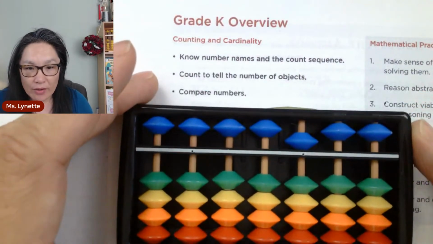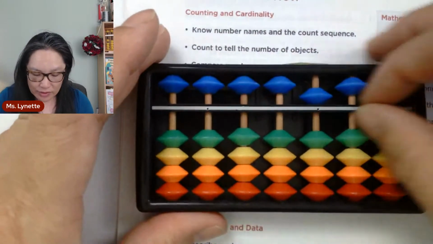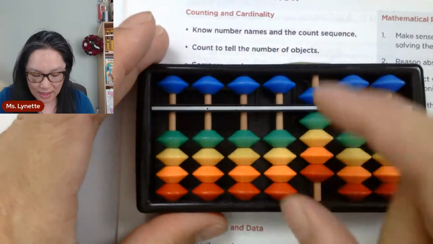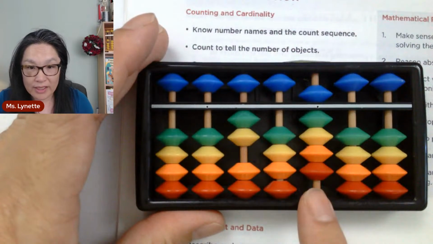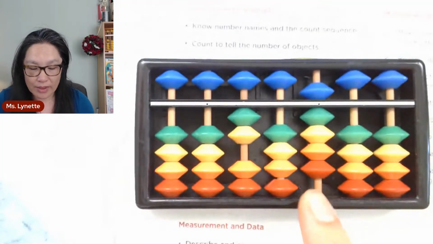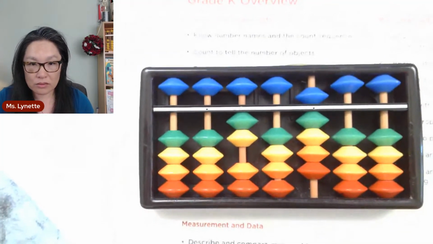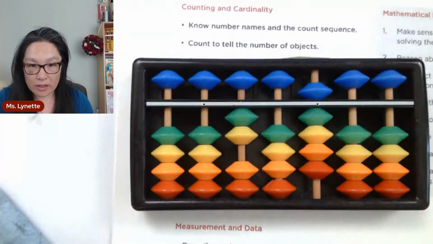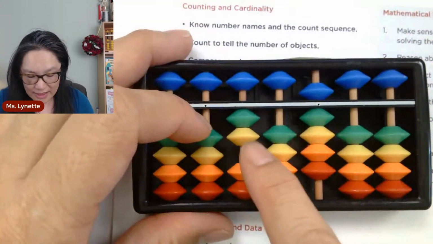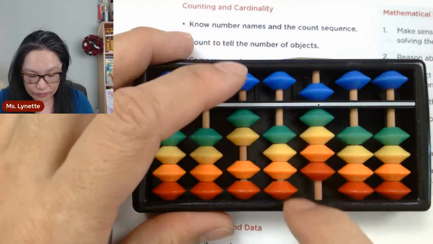Okay, what's next? Compare the numbers. Well, we can compare the numbers. If we look at this, this is 9, and we compare that to this, which is 2. Well, which one is bigger? Well, 9 is bigger. That kind of makes sense, right? It's comparing. So we can see that one has more than the other.